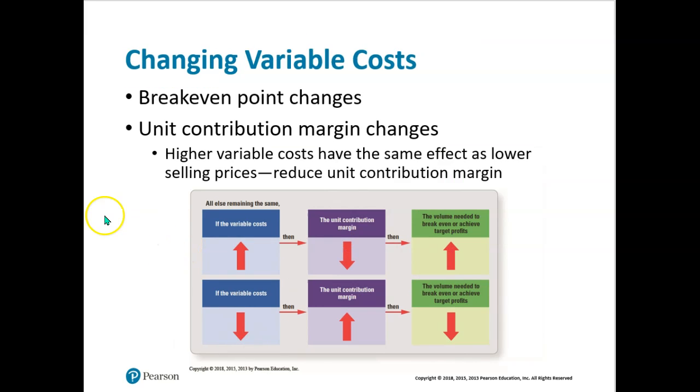If you change variable costs, let's say if the variable costs increase, unit contribution margin decreases, and you'd need more volume. If the variable costs decrease, then the unit contribution margin would increase, and the volume that you'd need to break even or achieve a target profit would decrease. Okay, so higher variable costs have the same effect as lower selling prices. They reduce the unit contribution margin and then affect how much you have to sell.